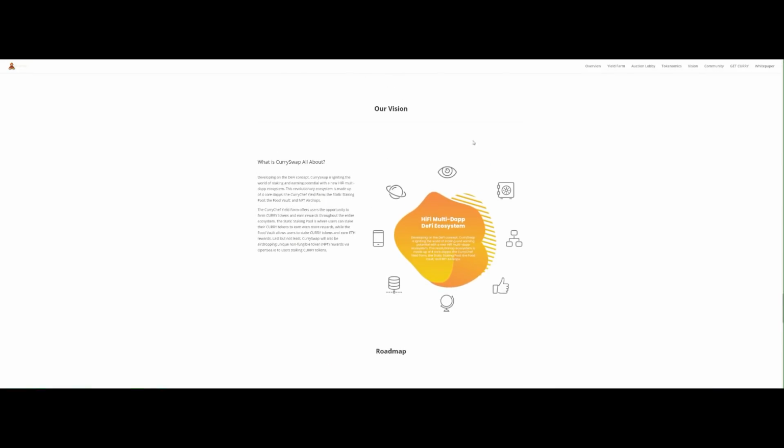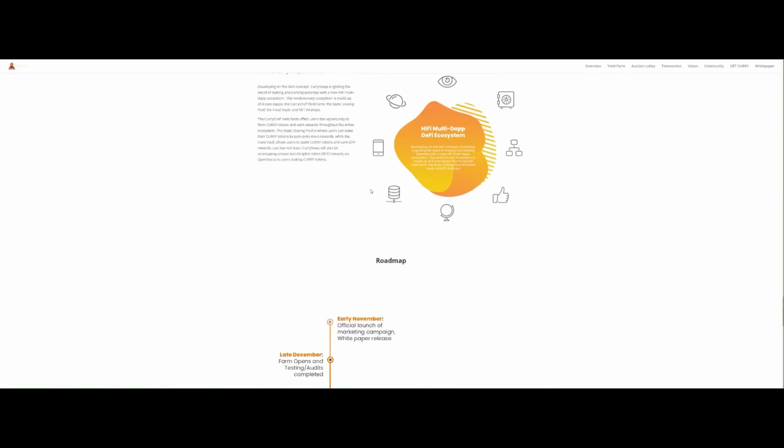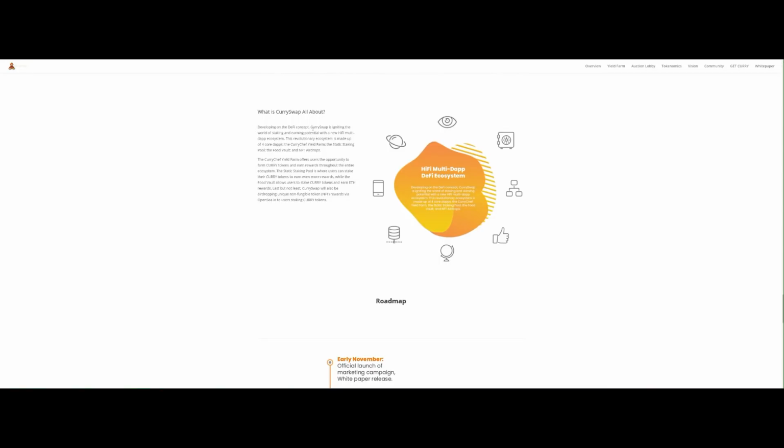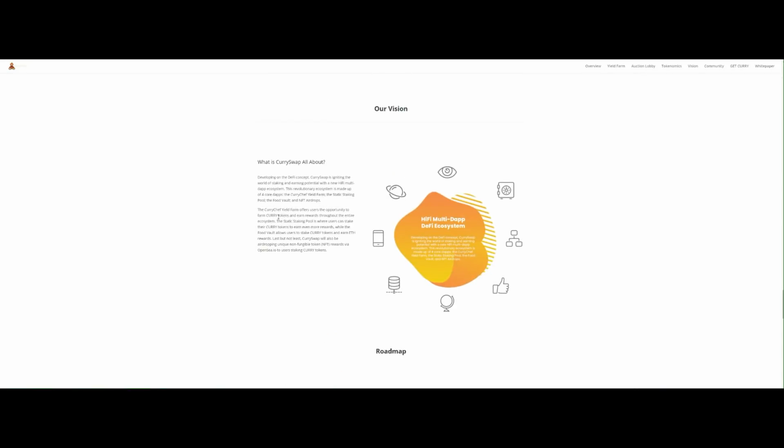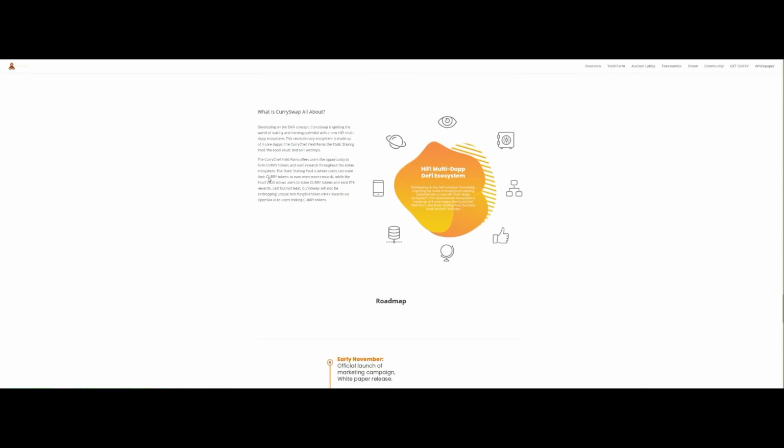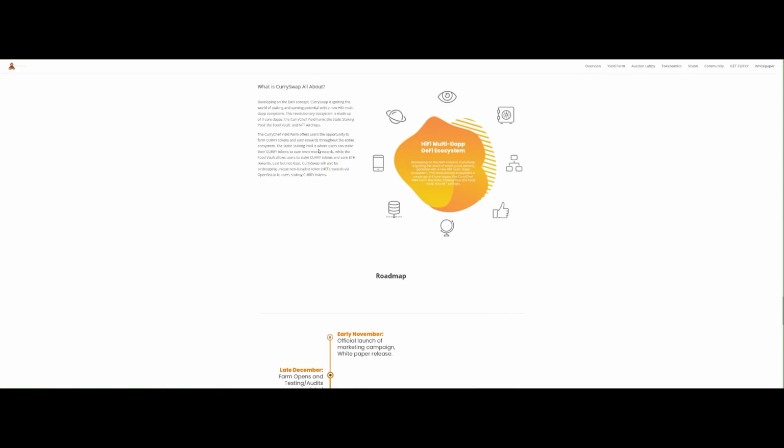And here it tells you a little bit about their vision, guys, what they actually plan to do. So again, developing on the DeFi concept, they ignite the world of staking and earning potential with a new DeFi dApp ecosystem. But really, putting that ecosystem together, guys, I say it all the time, man, an ecosystem is great because it serves different purposes and it serves different needs. You're not just stuck on one thing. So again, it tells you the four core dApps of this. So it's the CurrySwap yield farm, the static staking pool, the food vault, and the NFT airdrop. So great combination over there.